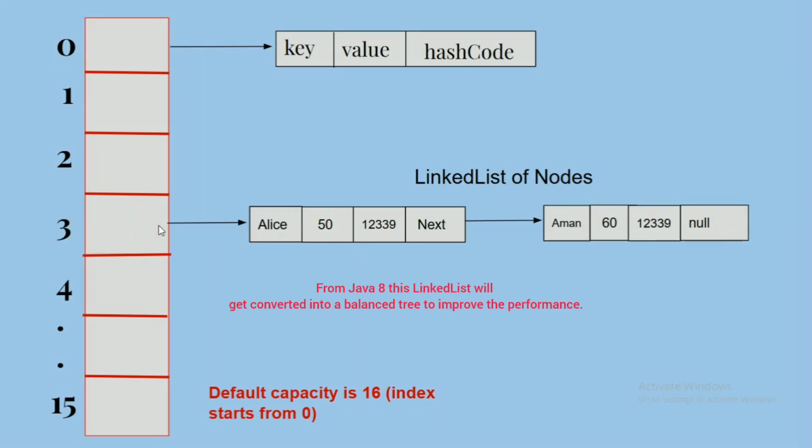From Java 8, if a linked list in a bucket has more than 8 nodes, it is converted to a balanced tree to improve performance.